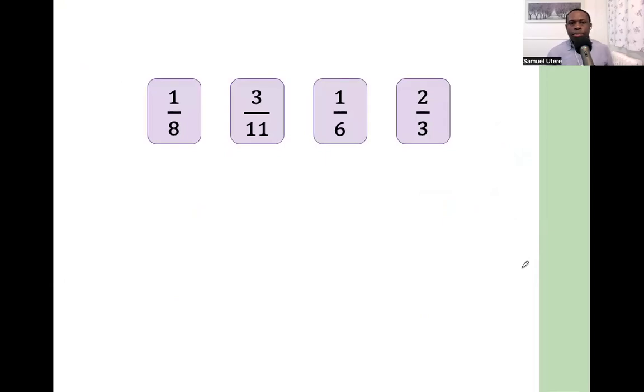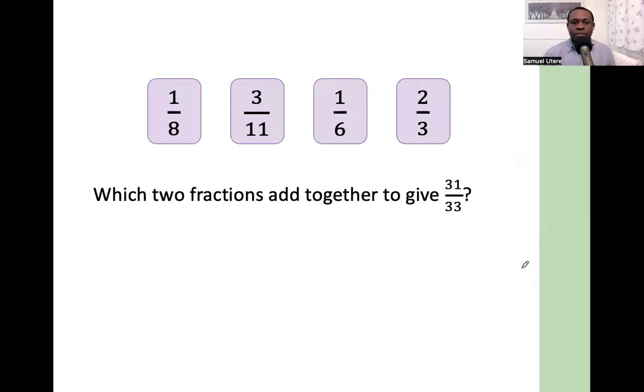Okay. If we have these cards, and we ask which two fractions add together to give 31 over 33, this is for the second part of our lesson, by the way. How do we answer this question? Well, we cannot just start working with all the cards, because we can quickly check to see which of the fractions have denominators that are factors of 33. And we can quickly see that these are the fractions.